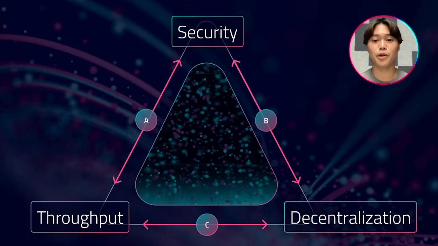So to enhance one component, sacrifices must be made in one or more of the others. So for instance, let's give an example here. Ethereum's layer 1 prioritizes security and decentralization, which leads to high gas fees and slow transactions during peak times, which is option B here. Alternatives like Solana, for example, prioritize throughput, but at the same time, they trade off some level of security and decentralization, often relying on fewer nodes, which is option A here.